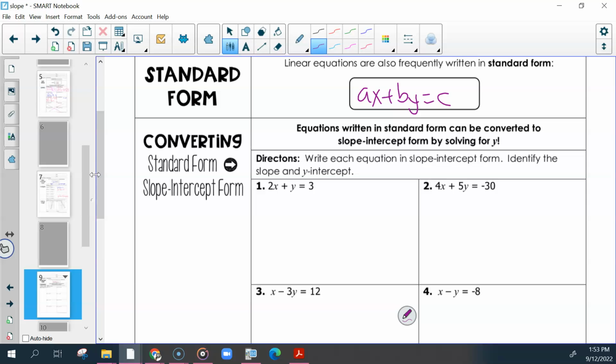So think back to when we were doing our little equations and we were solving for things. Same thing here. If I was solving this equation for y, trying to get y by itself, what would we do there?